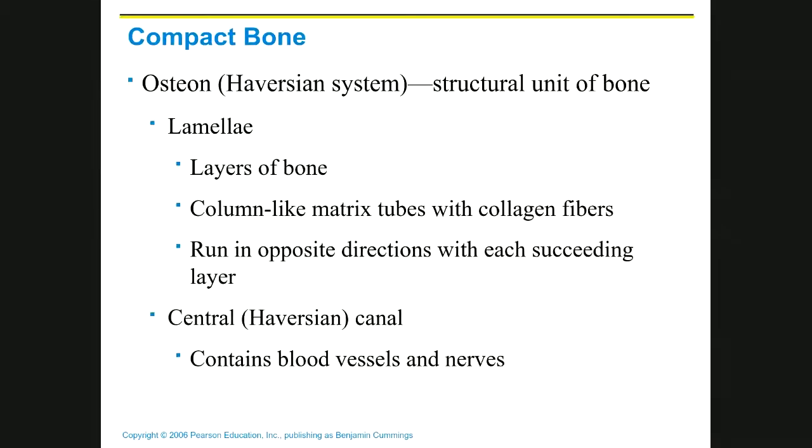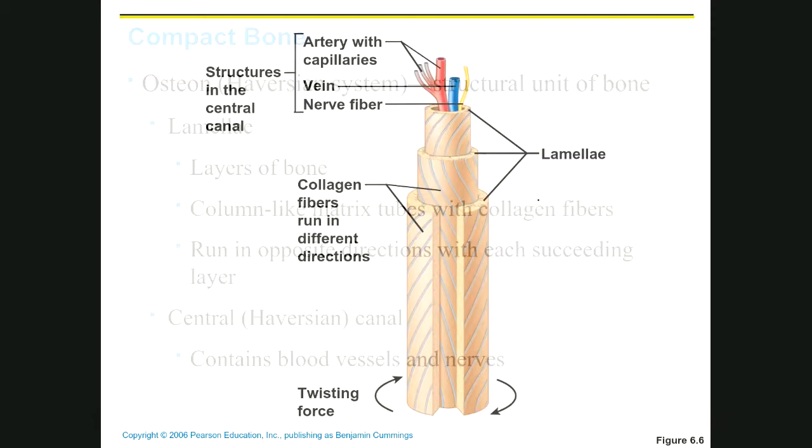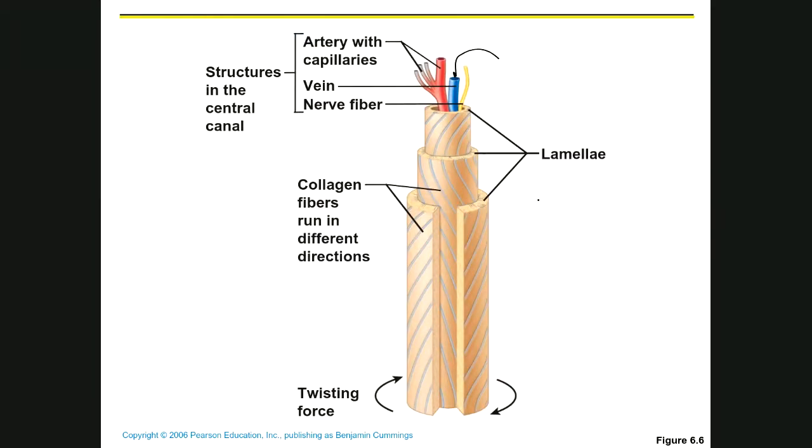There's this central canal, which is where the blood vessel and nerves are. That's this right here. So look, you can see a little artery, a little vein, a little nerve. It's inside this central canal. And then if you look, what you see next is there are layers and layers and layers of bone around it, like rings of a tree.